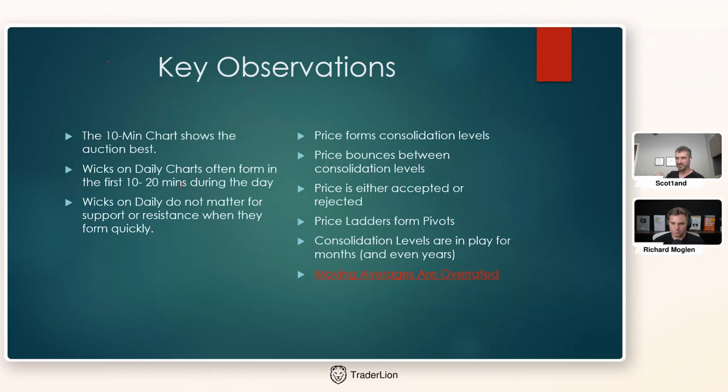So wicks on daily, I don't think they matter for support or resistance when they form quickly. In other words, that quick spike or quick flush, there's really not an auction taking place at those levels. They're just price exploration. It's not the real price. I've heard the phrase that time at price is more important than volume at price.